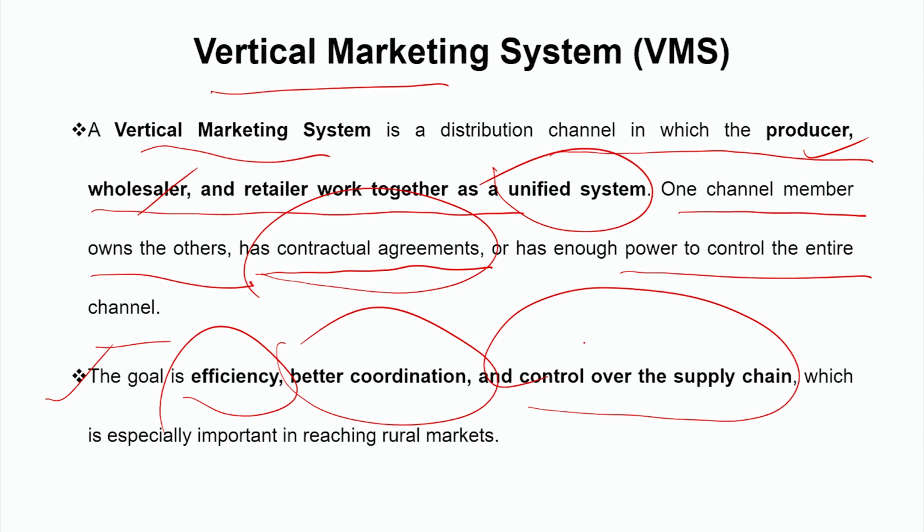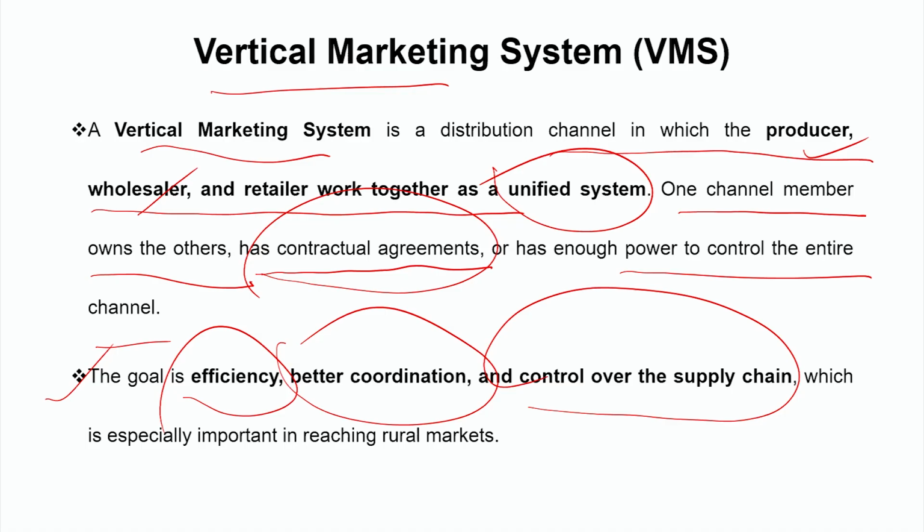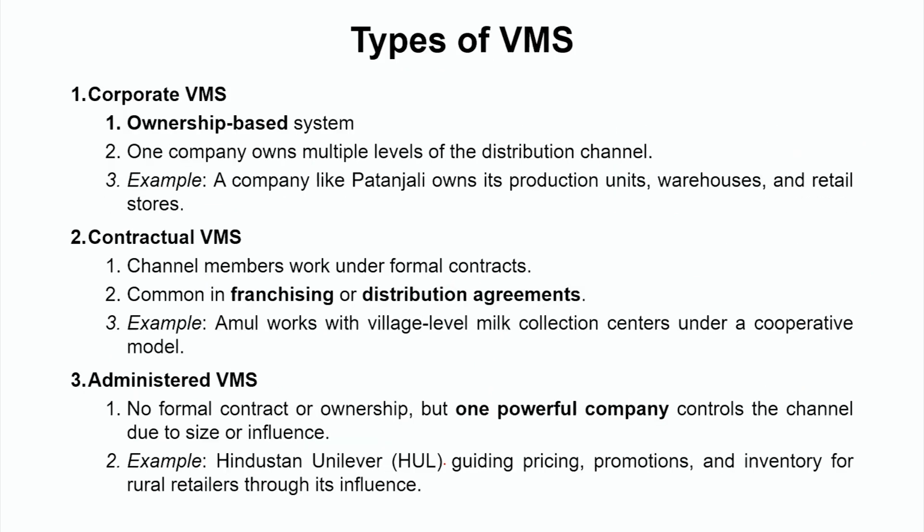My dear learners, you can have a hold and control on your system only when all these channel members are working together. They are coordinating with each other. They are joining hands. Then only a supply chain can be an effective supply chain, and the control would be there. So it is important in reaching the rural markets.